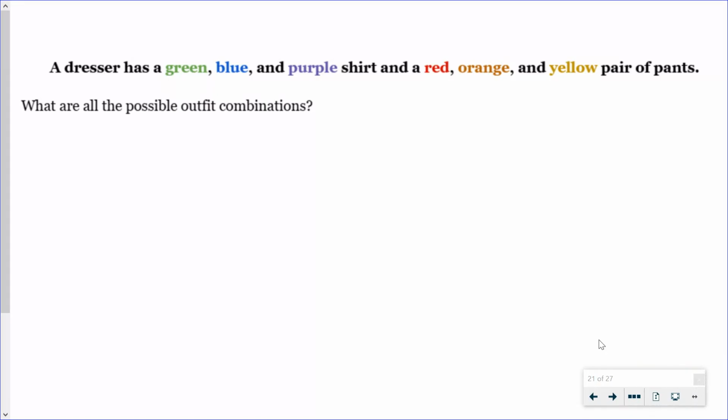Often it can be hard to make sure that you have all the possible outcomes written, especially if there are like 3 different steps, right? If we added in socks and a hat and things like that. Or if we have lots and lots of options. So we have a method to help us to write these out.